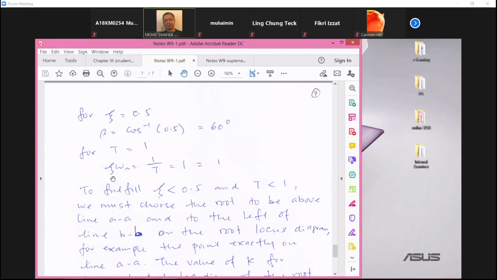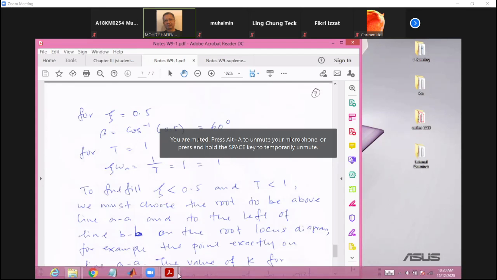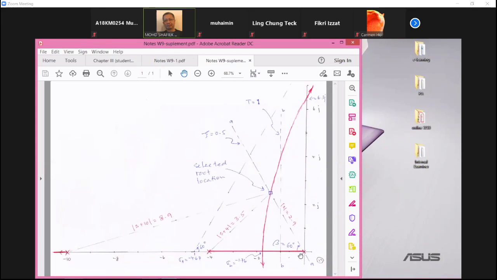So the real part of the root, zeta omega n, should not be less than 1. Let's go back to our diagram. Look at my scale. So this is -2, that's -4. So this is -1. And you draw a vertical line through -1, because that's the real part of the root, -1. We don't want the real part of the root to be less than 1. The magnitude should not be less than 1. So you draw a straight line up.